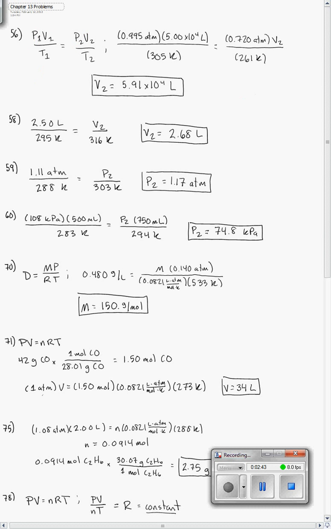Number 59 ends up looking a lot like number 58. However, this time, instead of having a fixed pressure, we've got a fixed volume. And in other words, now we've got V1 equals V2. So again, looking back at our combined gas law, V1 equals V2, they cancel each other out, and we get Gay-Lussac's law. P1 over T1 equals P2 over T2. Once again, we got to make sure our temperatures are in Kelvin.